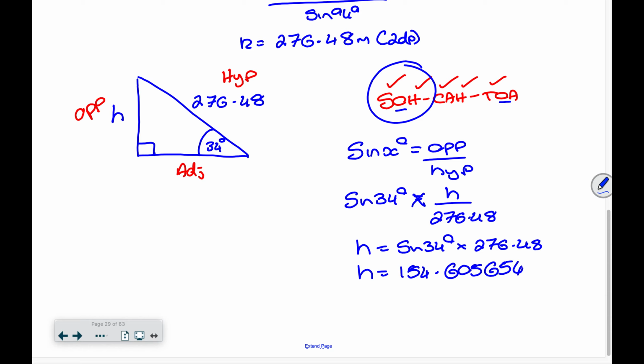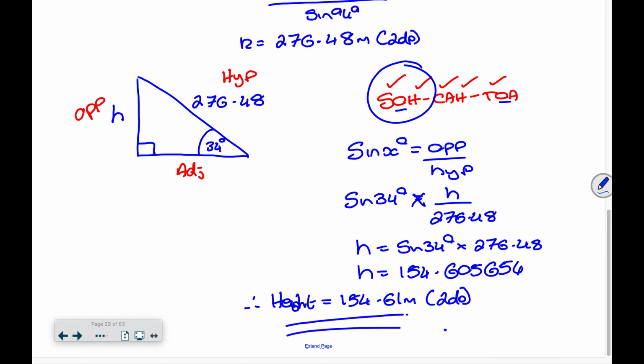So finish off the question, we can say therefore the height is equal to 154.61 metres, and that's to 2 decimal places. And that is really the trickiest that an exam question can be involving trigonometry at National 5 level.